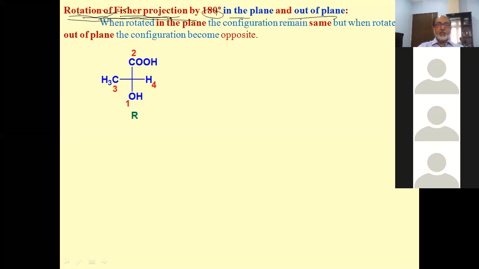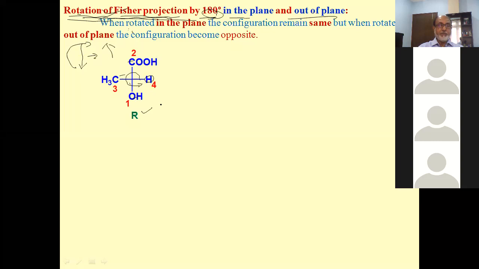Rotation of Fisher projection by 180 degree. What does 180 degree mean? If I rotate it 180 degree, it will become completely upside down. Now this molecule: 1, 2, 3, 4. It is anti-clockwise, right? But because the fourth priority group is in the back horizontal, this becomes clockwise.